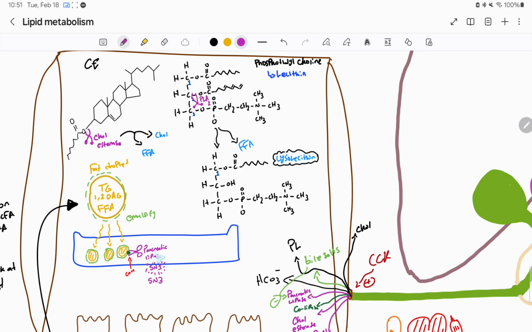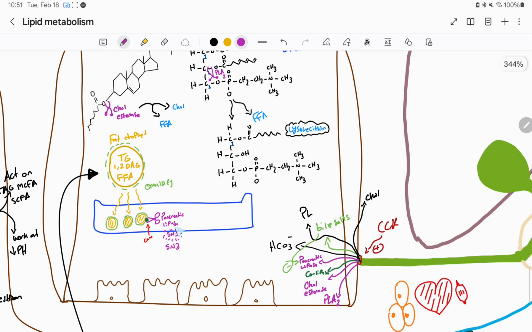So it kind of serves as a docking site or a linking site for the pancreatic lipase to bind to and allow for the cleavage of the triacylglycerols at the SN1 and the SN3 position, but primarily at the SN1 position.